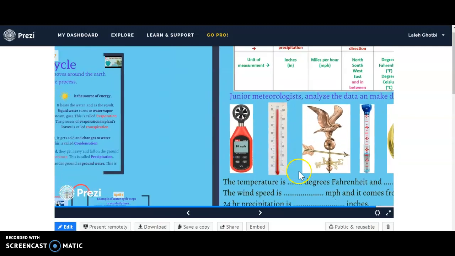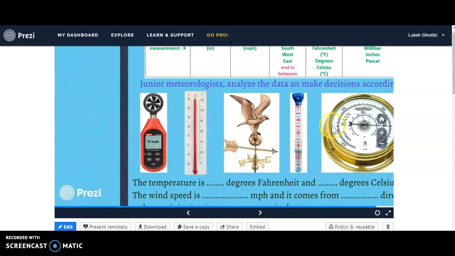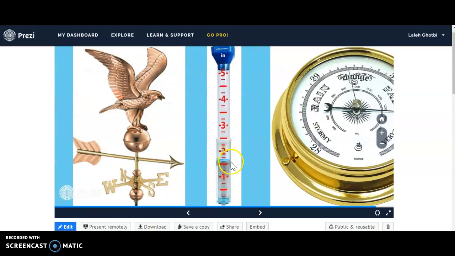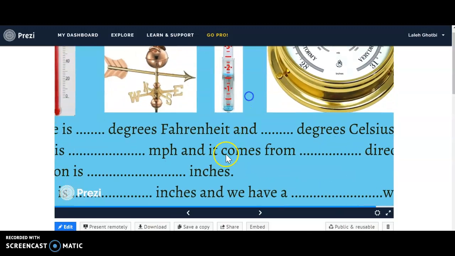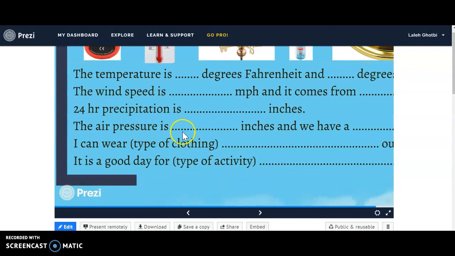Okay. Then it's asking about 24 hours precipitation. This is going to be your rain gauge. You can just look at it. This is the amount of rain you have right here. This is your 1 inch. This is your 2 inches. What is this one? You can say it yourself. I'm not going to give you the answer. I trust that you can do it.